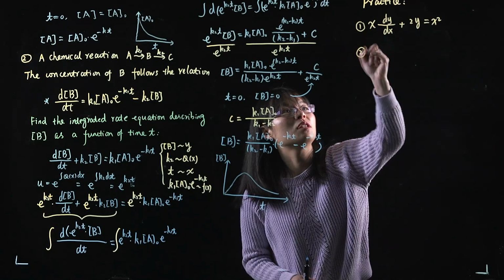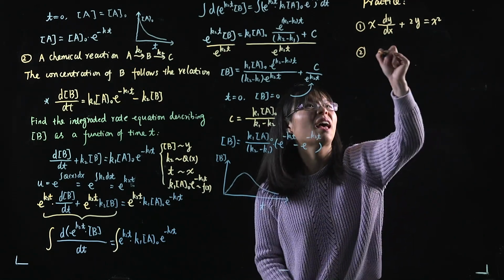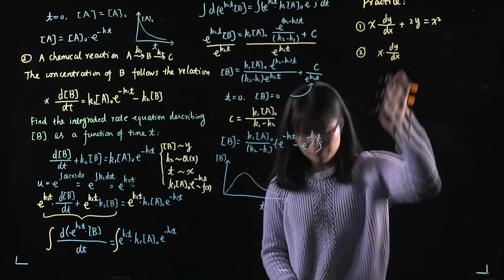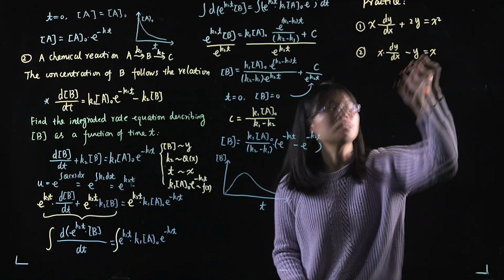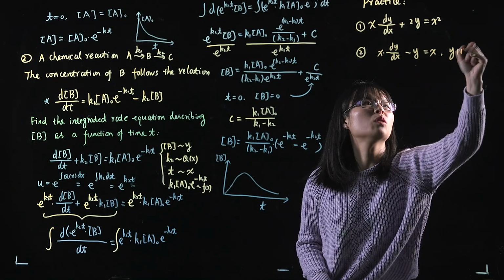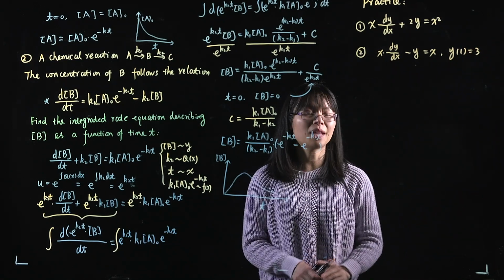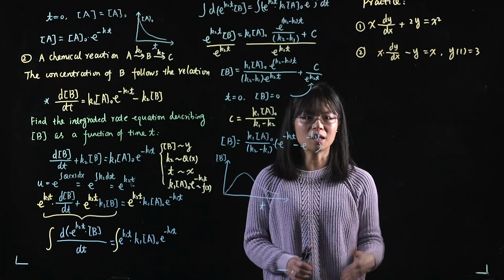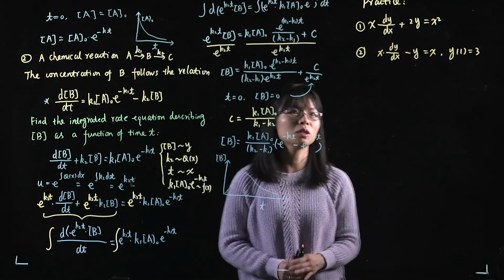The second question we are trying to solve is x times dy/dx minus y equals x. In addition, I know that when x equals 1, y equals 3. Okay, so now spend 10 to 15 minutes to work out this problem, and we are coming back to see the solution together. You can pause the video to do that.